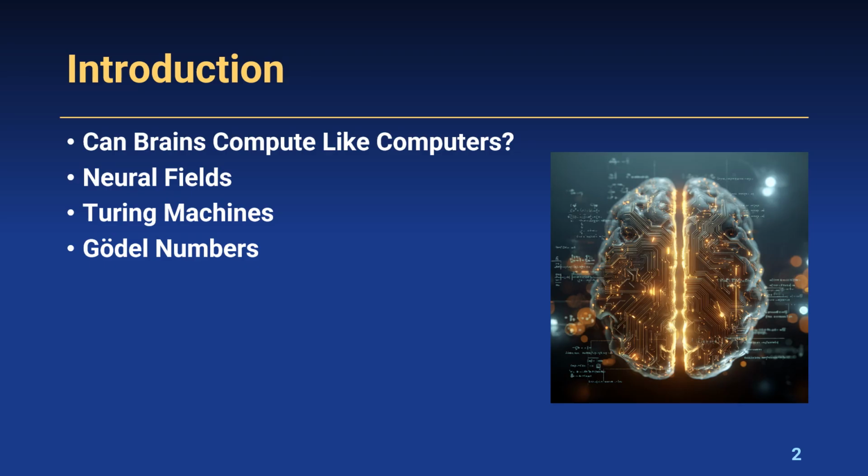Finally, Gödel numbers are a clever mathematical trick. They allow us to assign a unique numerical code to every symbol, every sequence of symbols, and even entire logical statements. This means we can represent complex information like the state of a Turing machine's tape as a single number.